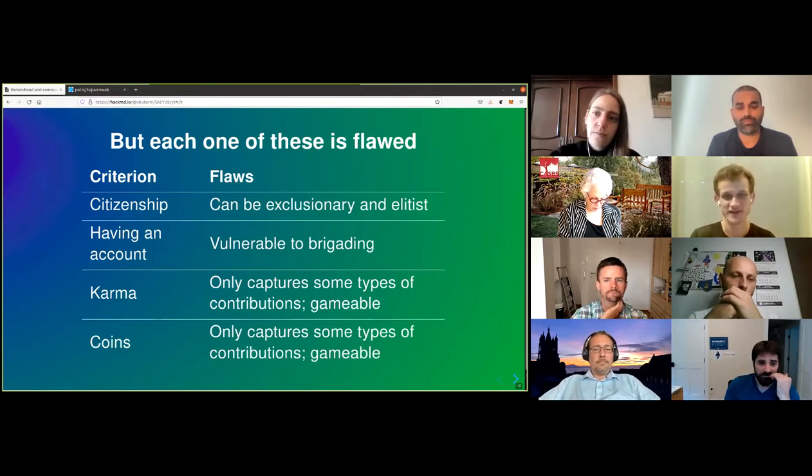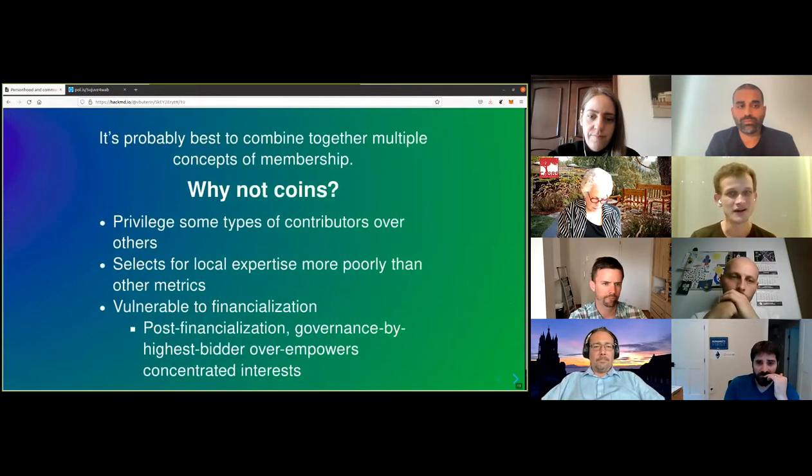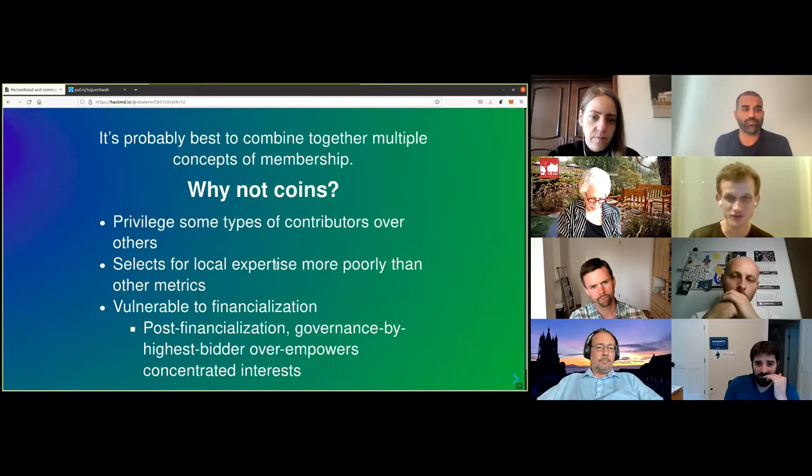Coins also only capture some types of contributions. They capture contributions that get financial rewards. They often do not capture contributions to public goods or even contributions to things that cannot be easily financially rewarded, and also gameable. Coins are also vulnerable. They privilege subtypes of contributions over others. Coins do not do a good job of selecting for local expertise.